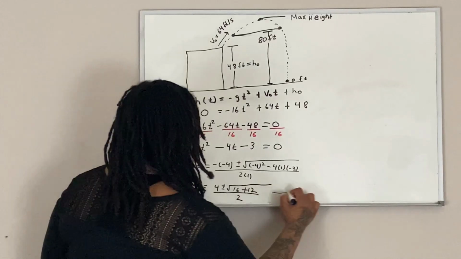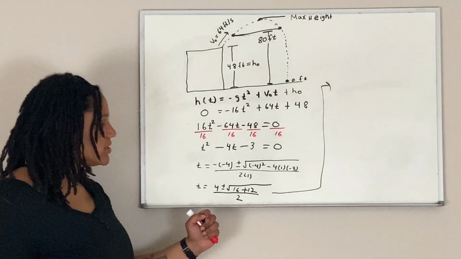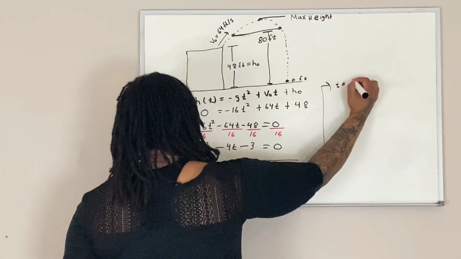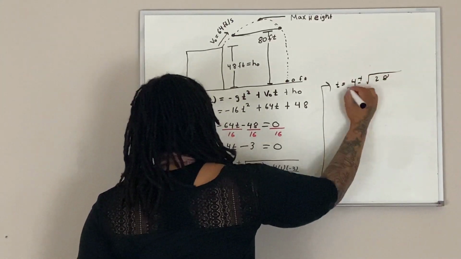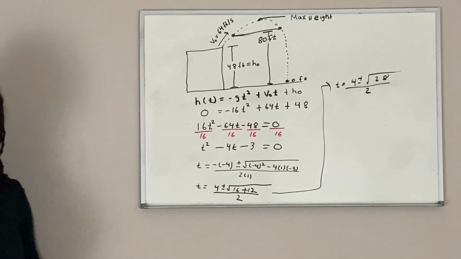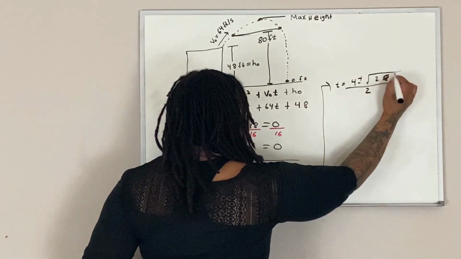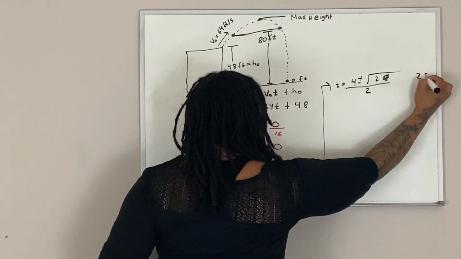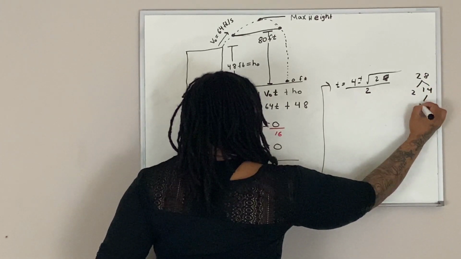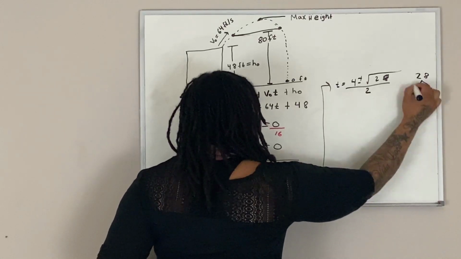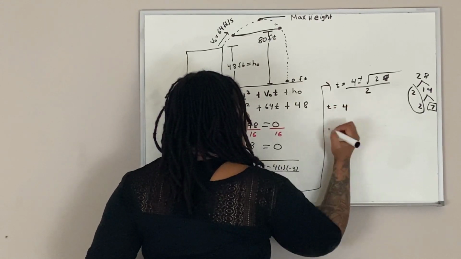Okay, so I'm going to bring it on over here. Now I'm just going to clean it up just a little bit more. So now we have t is equal to 4 plus or minus the square root of 28 all over 2, right? Okay, so now I'm going to try to simplify the square root. I'm just going to pull out the 28 and factor it a little bit. 28 factors into 2 and 14. 14 factors into 2 and 7. We have a perfect square here, and 7 is what we are left with. So now I can rewrite the square root as 2 root 7.